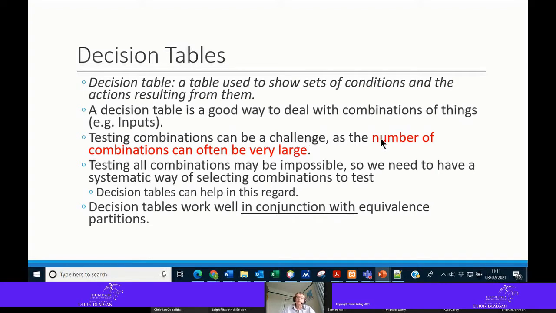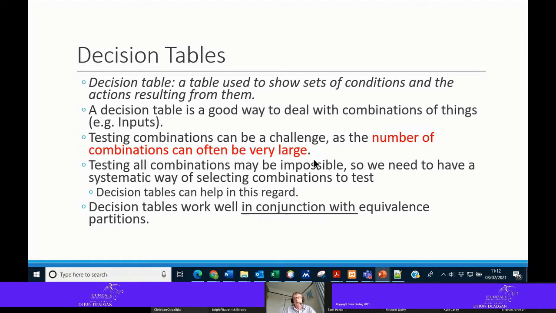Testing combinations can be a challenge, as the number of combinations can often be very large. So if somebody puts in the wrong email address but the right password, and somebody puts in the right email address but the wrong password, both of them will end up in the same result. If you're doing it by EP and BVA, you tend to end up with a load of tests. Whereas with decision tables, you say, right username combination used or incorrect username combination used.